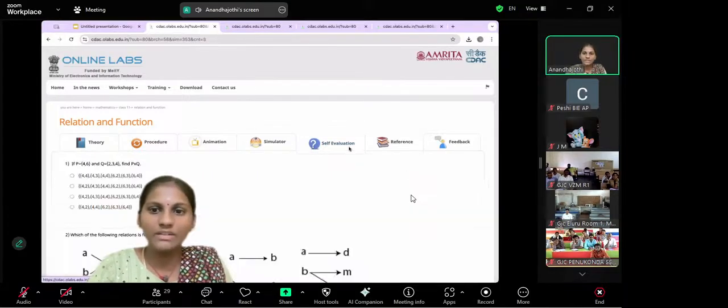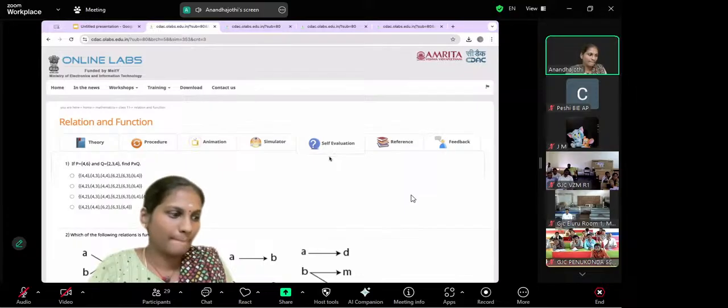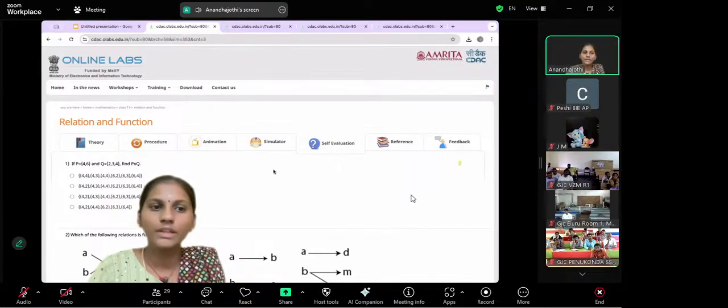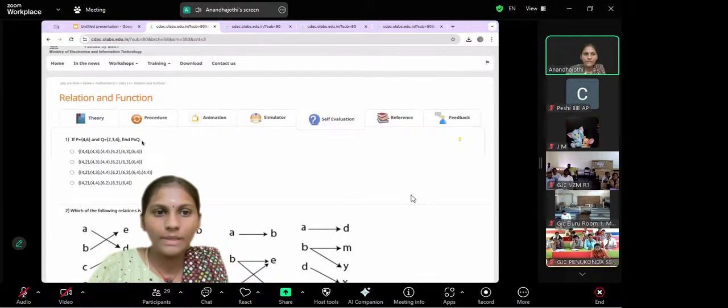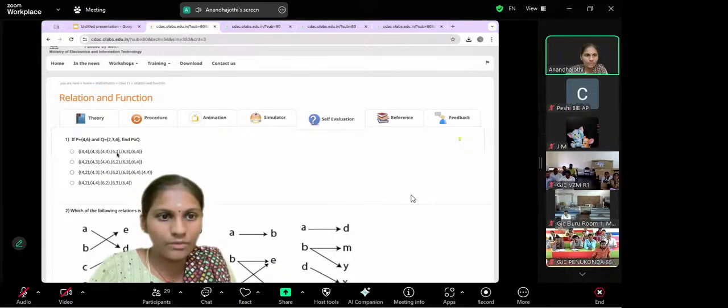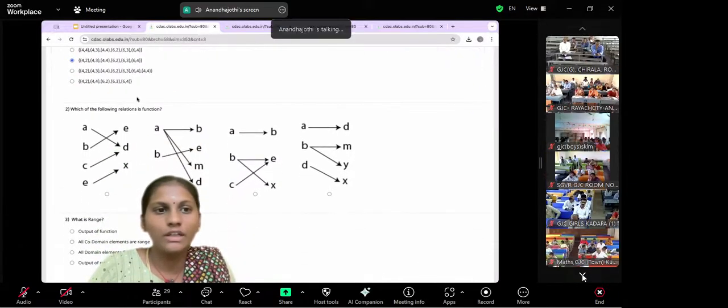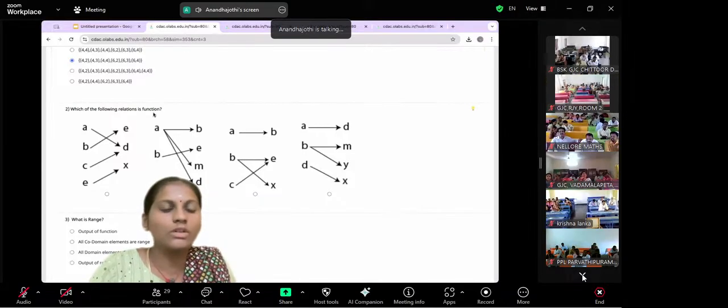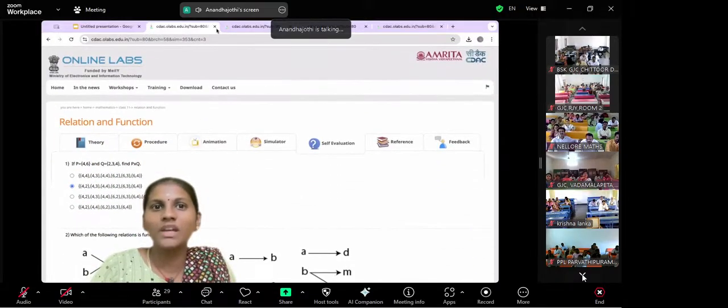Shall we do a simple self-evaluation? Okay. So what will be P cross Q? So this one will be 2, 3, 4. Okay, this one will be the answer. Likewise, we can easily read out the question to our students, and they can answer it and we can cross-check it. Okay.